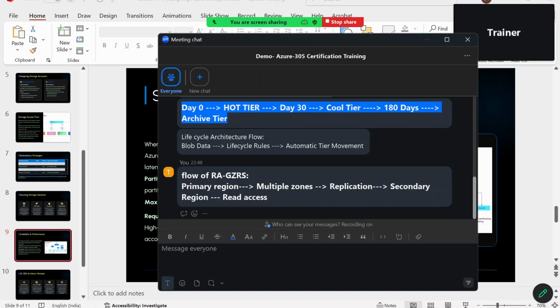And what are the best practices? Align redundancy with the business requirement. Use ZRS for zone resilience. Use GRS for regional DR. Use RA-GRS when read access is needed. Use GZRS for critical workloads. Enable versioning and soft delete and test recovery procedures.